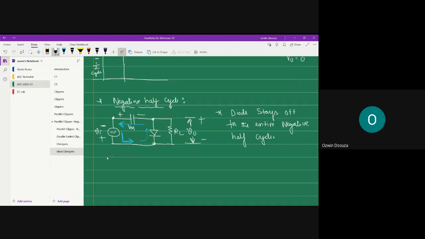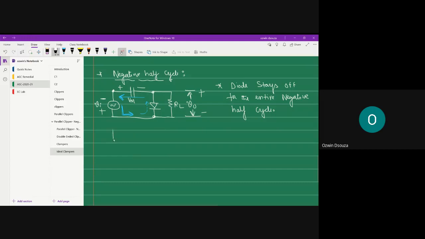Always open circuit the diode during the output cycle. So when the diode gets open circuited, the equivalent circuit takes the following shape: plus minus, this is Vm, this is Vi. Open circuit the diode and retain the load resistor part, and this is your V0, minus and plus.